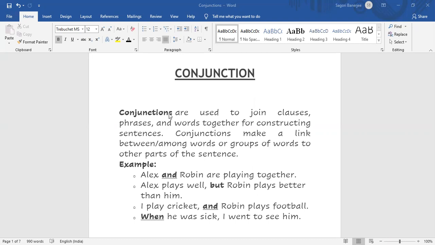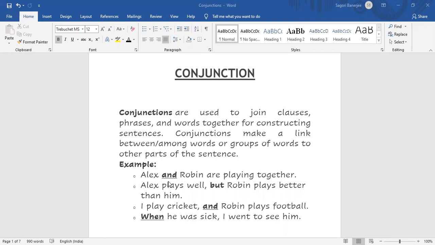It comes to join two clauses, two phrases or two words. So here you understand it makes a link between or among words or group of words to other parts of sentences. That is the function. By joining, it makes a connection. As it joins two clauses, it makes a connection of one clause with another clause or one phrase with another phrase. So in a simple way, we can say conjunctions are used to join clauses, phrases and words.